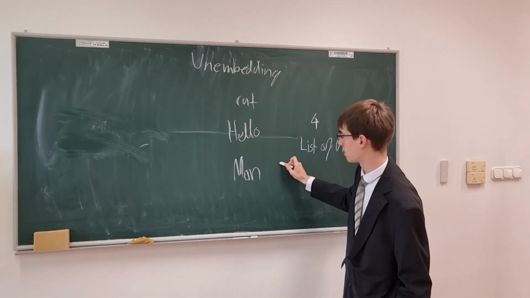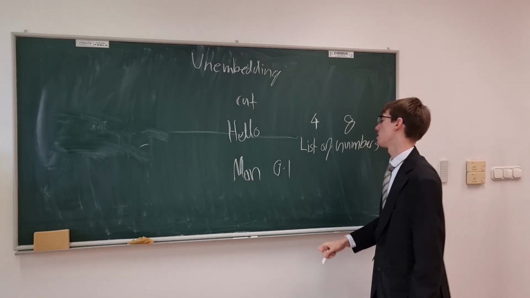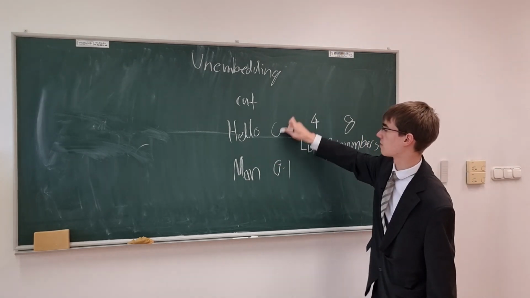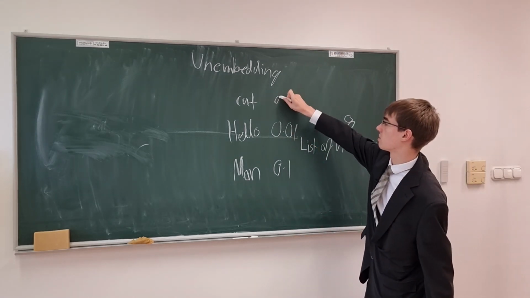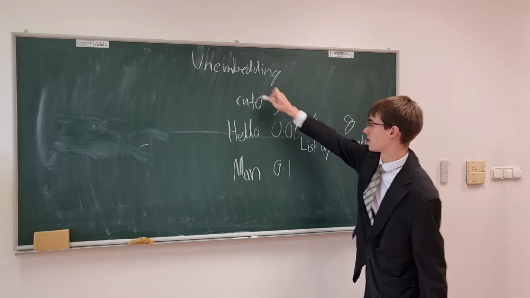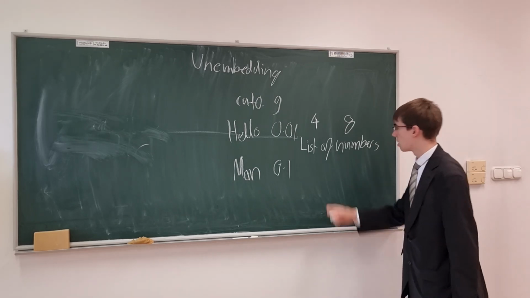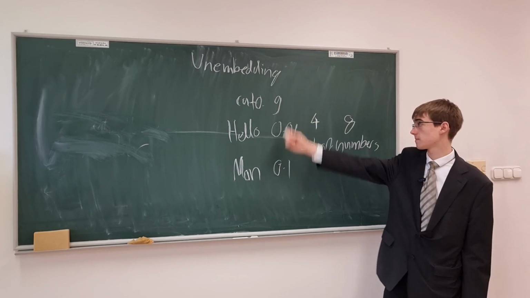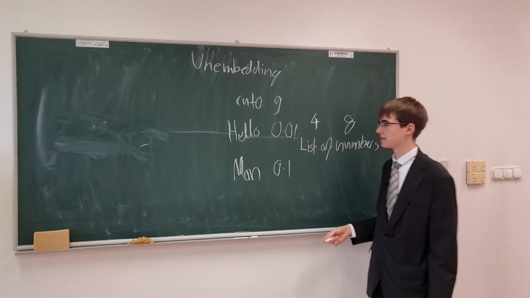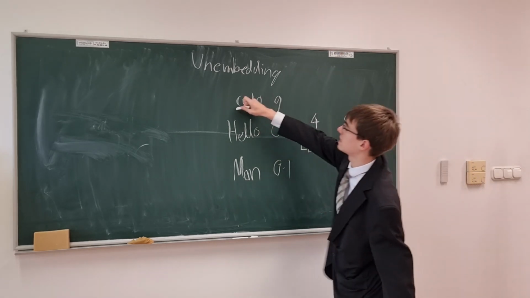Let's say it's not very similar to man, so we'll assign that a probability of 0.1. It's not very similar to hello at all, so that would be 0.01. It's very similar to cat, so we'll assign that a probability of 0.9. And then what happens is that we randomly select one of these based on their probability. Since cat has the highest probability, this is the most likely next word.